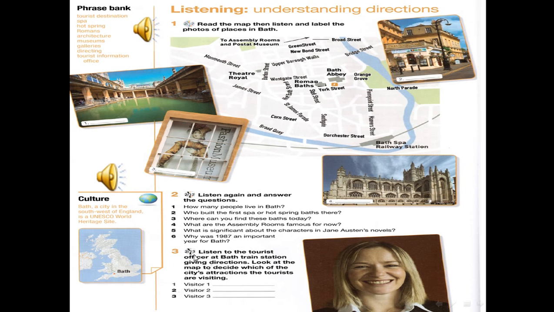Okay, exercise 3. We have a CD here. Listen to the tourist officer at Bath train station giving directions. The question, look at the map. Decide which of the city's attractions the tourists are visiting. So visitor 1, which attraction is he or she visiting now? You write it here. Choose it from these places. We listen and we write. Visitor 1, 2, and 3. Right? Listen.